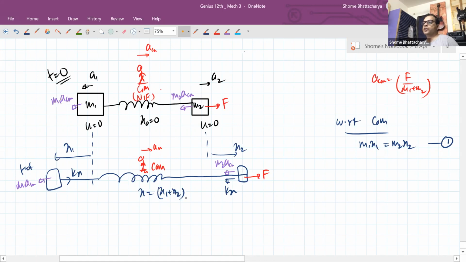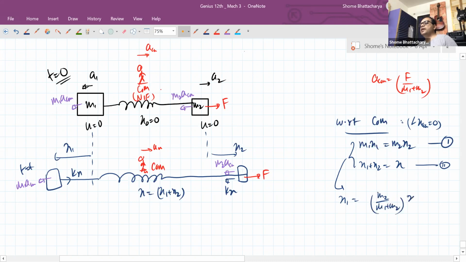We are in that frame where center of mass is a fixed point, and with respect to that frame, the two bodies have moved by x1 in one direction, x2 in the opposite direction. So in the center of mass frame, delta x cm should be 0. So that is telling me this. Okay. And x1 plus x2 is equal to the net extension of the spring. That is the constraint relation. So from these, we can now see that x1 will be m2 upon m1 plus m2 x, and x2 will be m1 upon m1 plus m2 x.